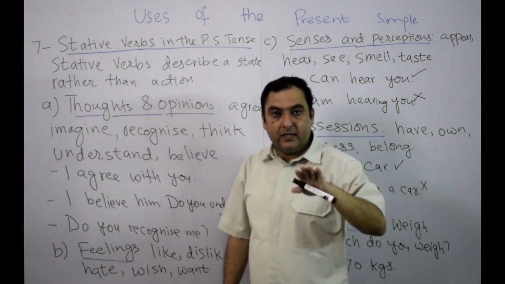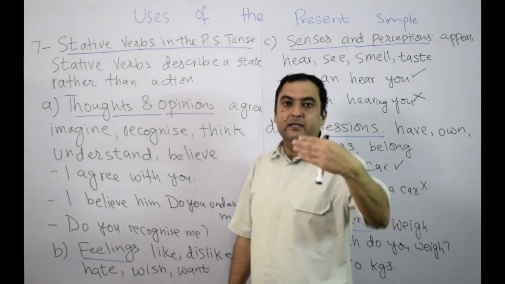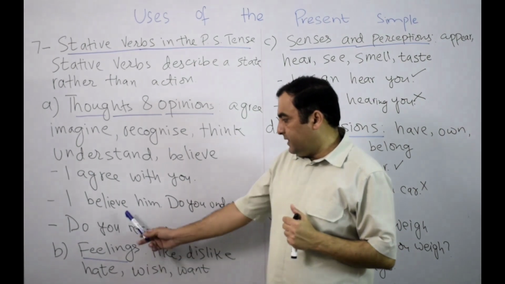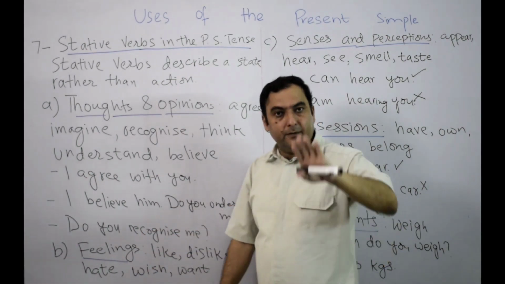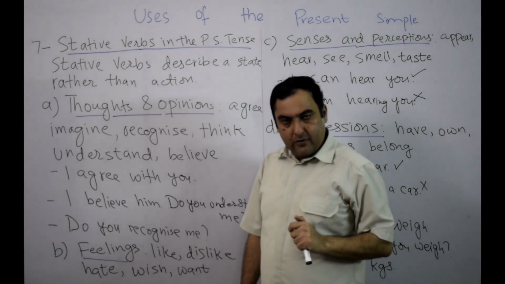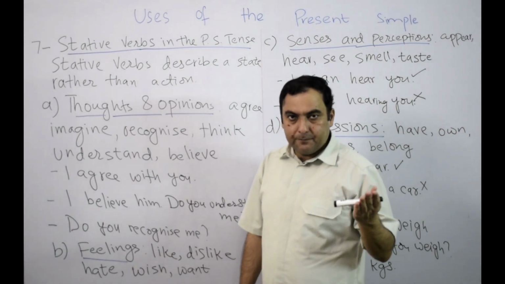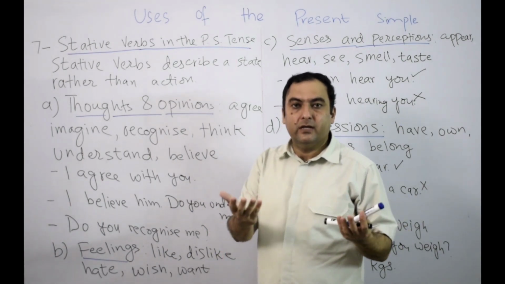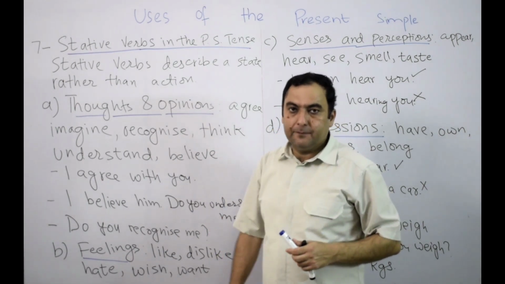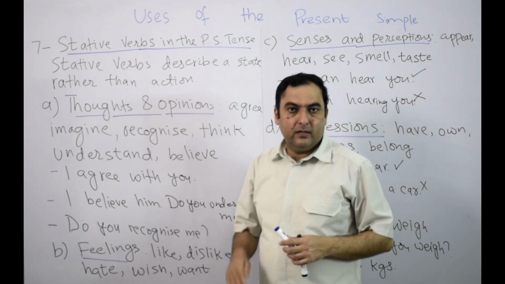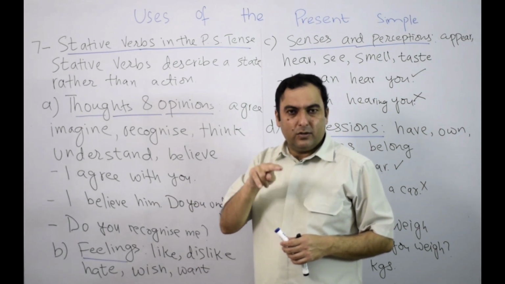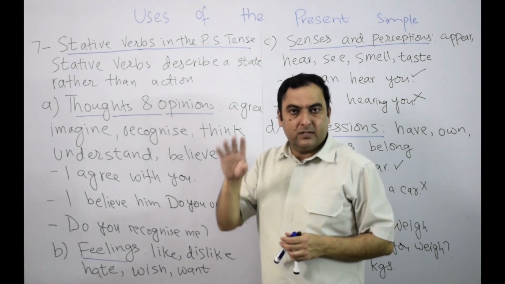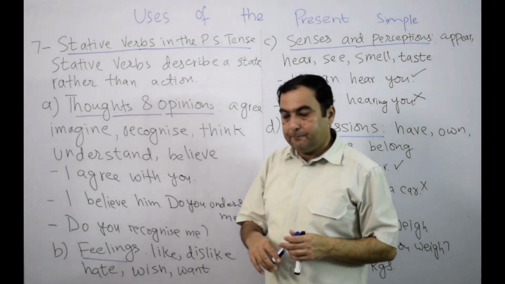So the correct sentence would be, if you say something and I tell you, I agree with you. What if I say, I am agreeing with you? No, wrong. So I agree with you, or I disagree with you, or I do not agree with you, or do you agree with me? So agree is used only in the present simple tense. Not only, it can be used in the past simple as well, but not in the present continuous tense. No ing with these verbs.